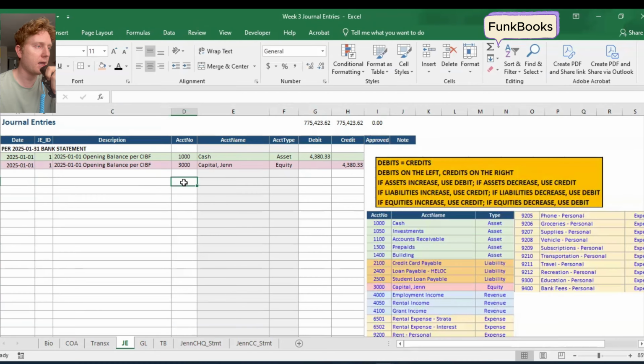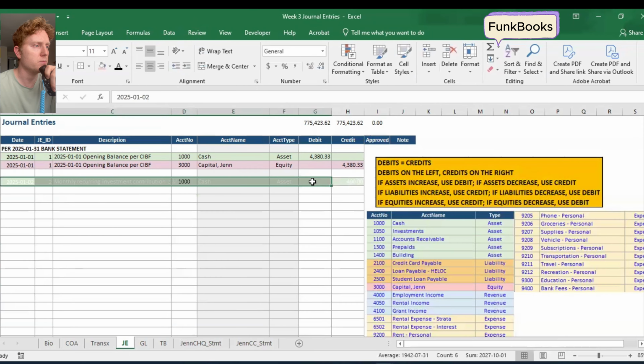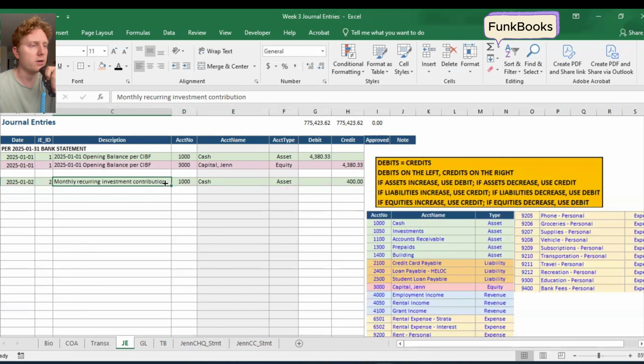Right, okay, so cash is going down, which would be a credit. So I'm going to throw in the account number here, and the information will just pop up for us. Right, okay, so this is our monthly recurring investment contribution. We have our date, our description, our account. This isn't completely necessary, but I've got it here to drill it into our minds to see what happens. And we see that cash is decreasing, so we use the credit. It's on the right side, and we use the credit amount there.